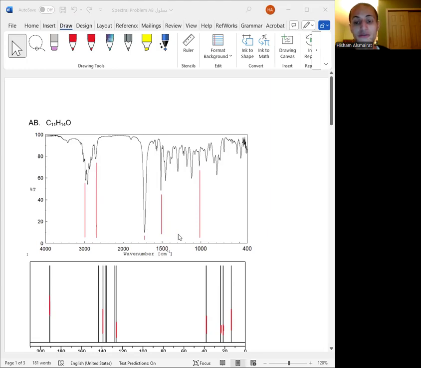Over here, we have 1009. It's aromatic CC double bond stretches, which supports the benzene ring. Over here, it's about 1048. It is a CO stretch, in the fingerprint region.